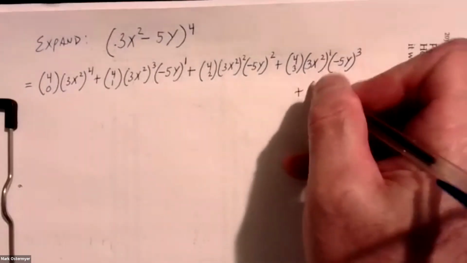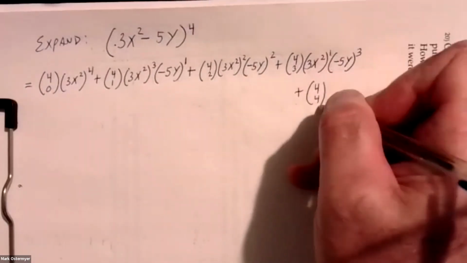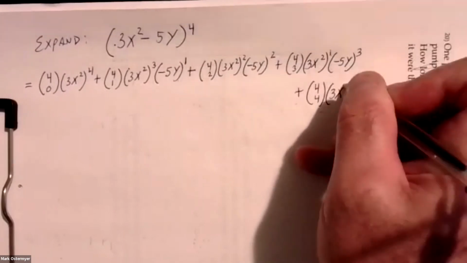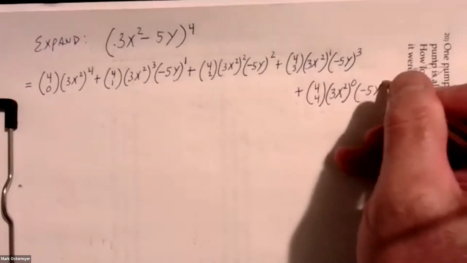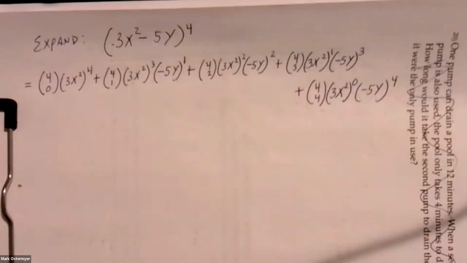Looks good. And my last term here is going to be 4 in combination with 4 times 3x squared, technically to the 0th power, and negative 5y to the 4th power. Okay. We really want to clean this up, though.